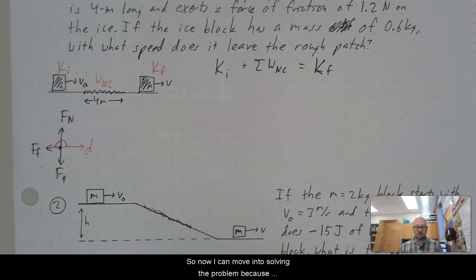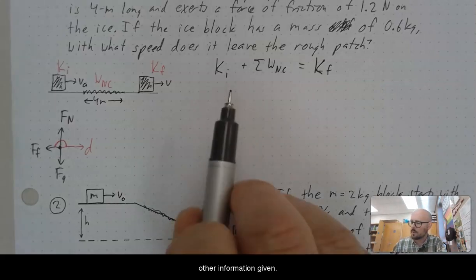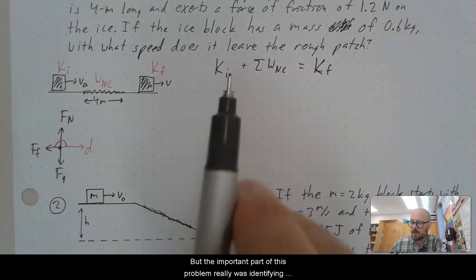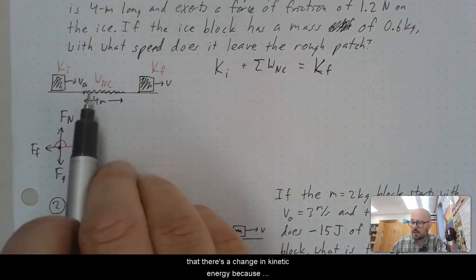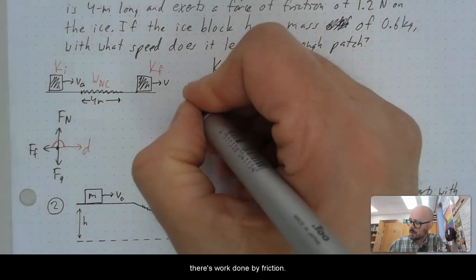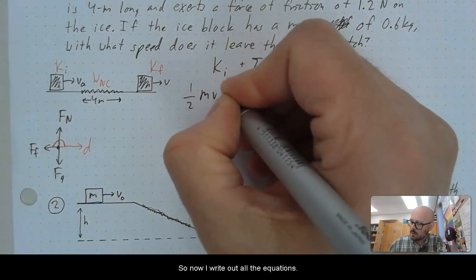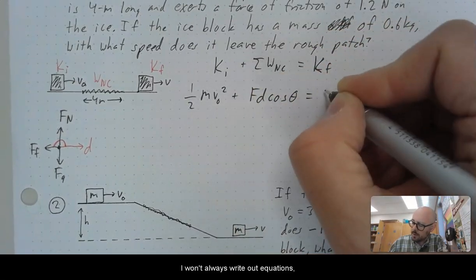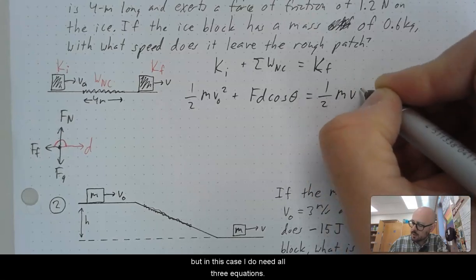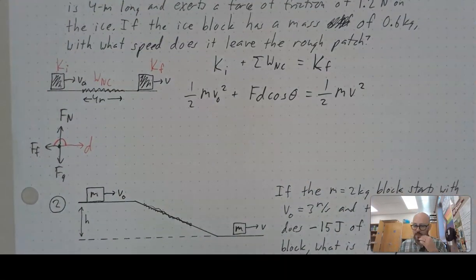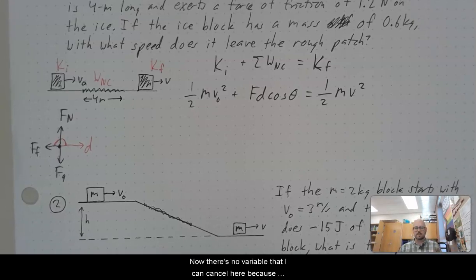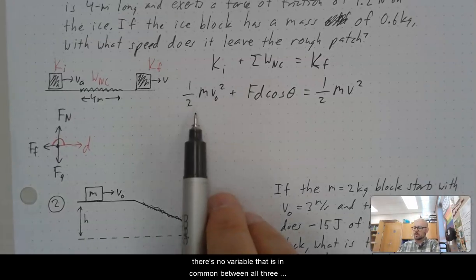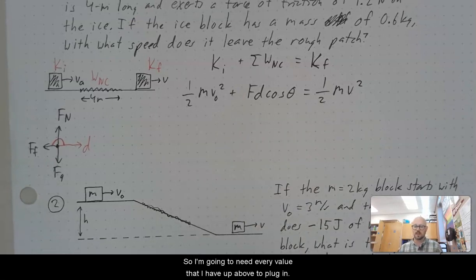So now I can move into solving the problem because I know what my angle is going to be and I have all the other information given. But the important part of this problem really was identifying that there's a change in kinetic energy because there's work done by friction. So now I write out all the equations. I won't always write out equations, but in this case, I do need all three equations. Now there's no variable that I can cancel here because there's no variable that is in common between all three terms in this equation. So I'm going to need every value that I have up above to plug in.